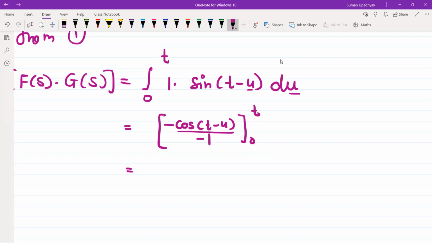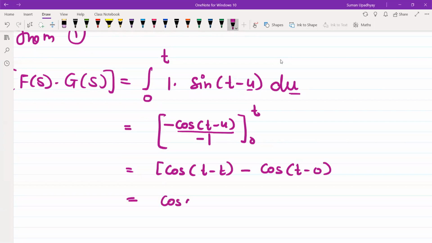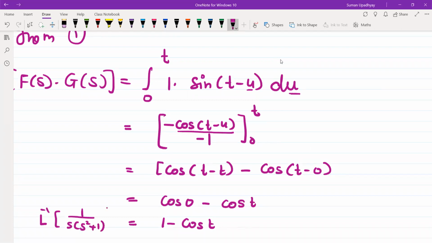So it is going to be cos of t minus t, the upper limit, minus cos of t minus 0. So what will I get? Cos 0 minus cos t. What is cos 0? 1. So 1 minus cos t is your answer, which is the Laplace inverse of 1 upon s into s square plus 1.